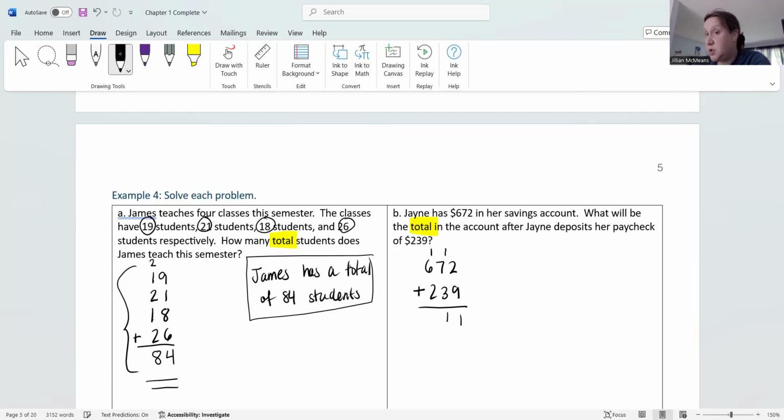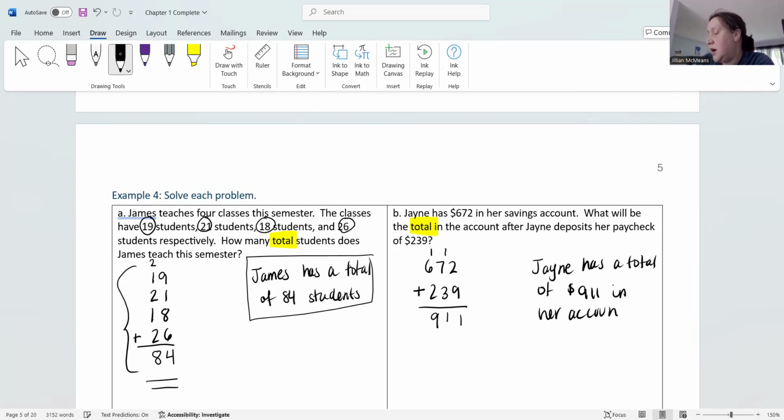And then 6 plus 2 is 8, plus 1 that we carried is 9. So I would say Jane has a total of, use a little dollar symbol, $911 in her account.